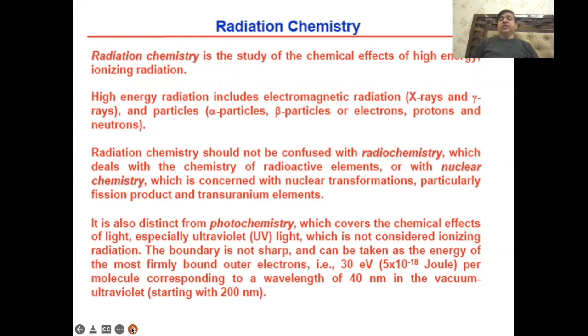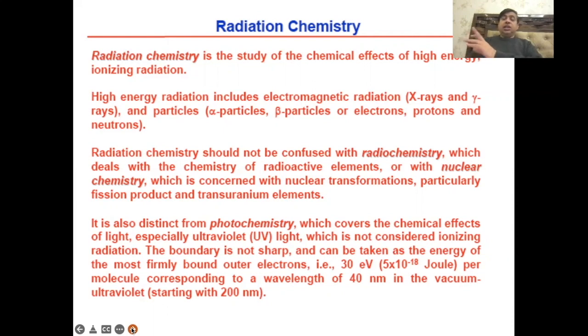So that is basically the radiation: high energy radiation, which includes both electromagnetic radiation like X-rays and gamma rays, and particles like alpha, beta, electrons, protons, and neutrons. They constitute the high energy radiation. Radiation chemistry should not be confused with radiochemistry, which deals with the chemistry of radioactive atoms, or with nuclear chemistry, which is only concerned with nuclear transformation, that is, how one radioactive nucleus converts into another stable or unstable nucleus. That is called nuclear chemistry.